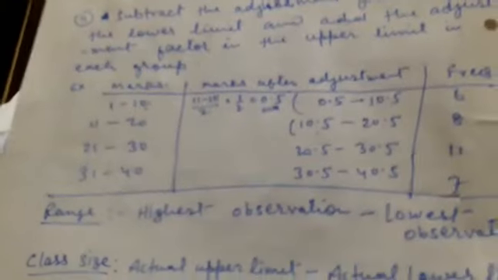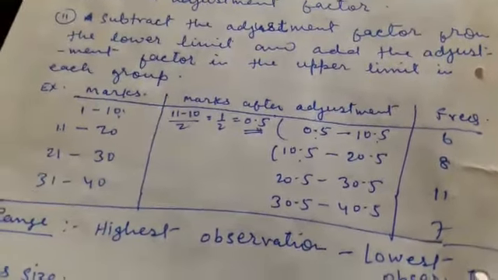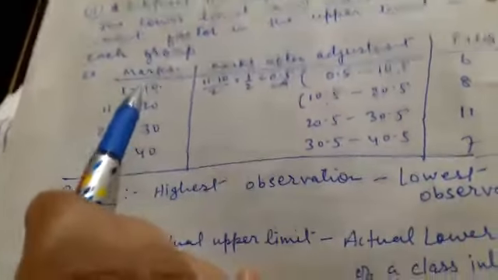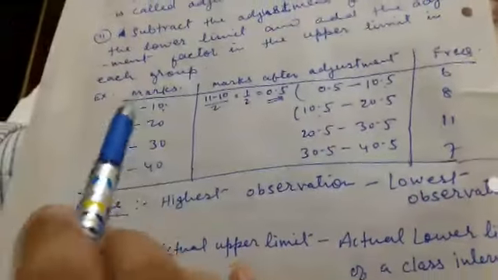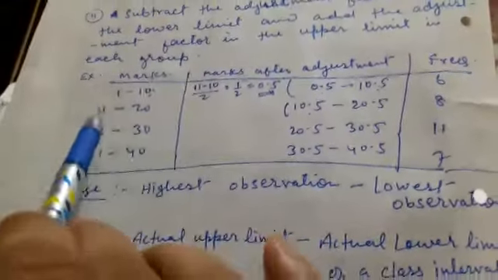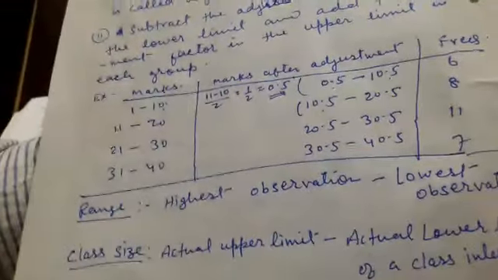In the second step, subtract the adjustment factor from the lower limit and add the adjustment factor to the upper limit in each group. For example, here three columns are given: in the first column marks, in the second column adjustment, and in the third column frequency. Here groups are also given. The first group is 1 to 10, the second group 11 to 20, the third group 21 to 30, and 31 to 40 is the fourth group. Now how will we make the adjustment here?